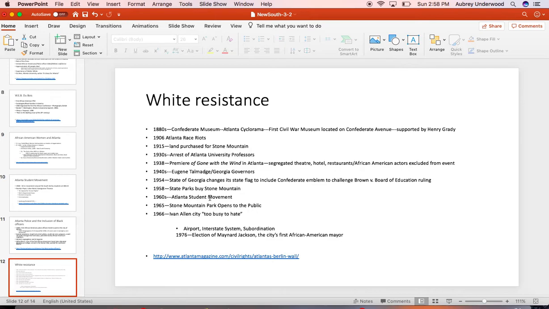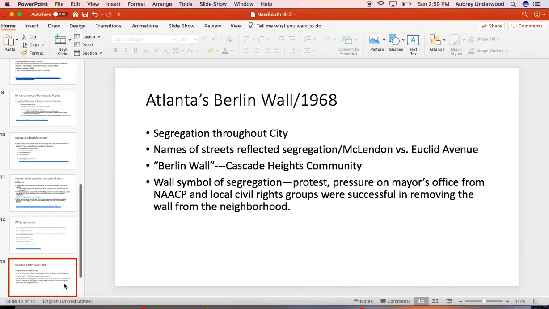By the 1960s is the Atlanta student movement. In 1965, Stone Mountain opens to the public. In 1966, Ivan Allen nicknames the city a city too busy to hate, in opposition to what's going on in other cities across the South, such as Birmingham, particularly, which was known as Bombingham after the bombing of the 16th Street Baptist Church. In the 1970s in Atlanta, we get the election of the first African American mayor, Maynard Jackson, as well as a real movement out of the city.